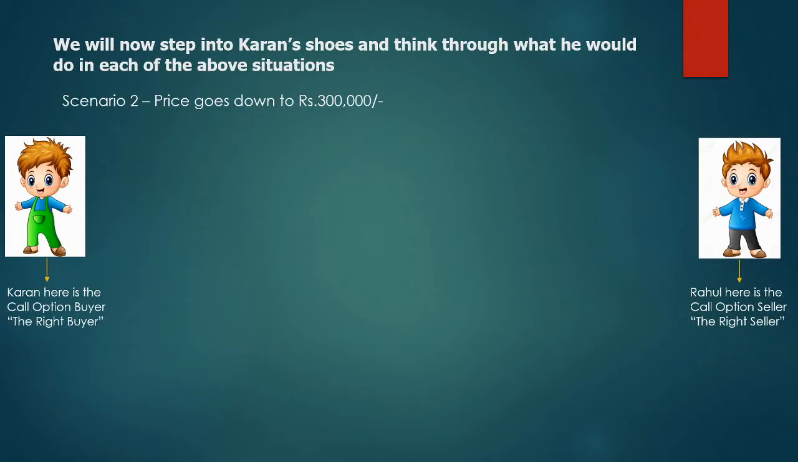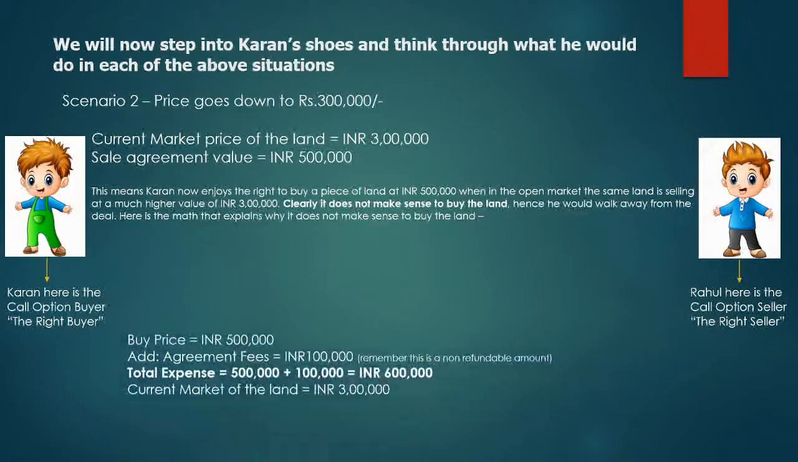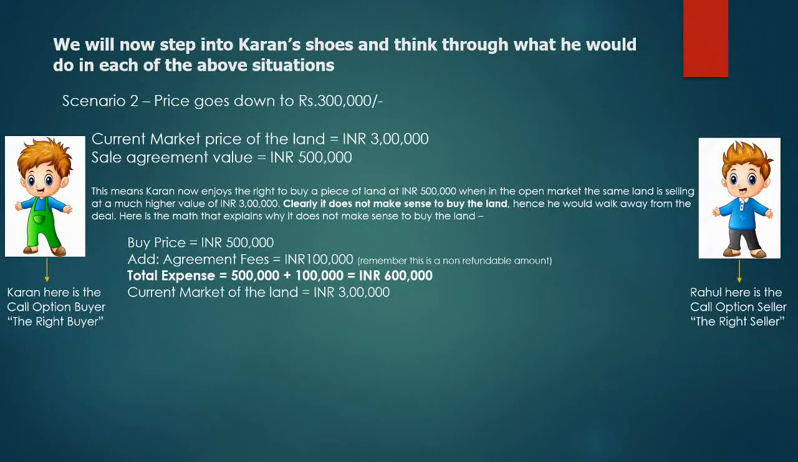Now in the second case, if the price goes down, current market value is 3 lakh, sale value is 5 lakh. This means Karan enjoys the right to purchase the land at 5 lakh, whereas in the open market it is being sold at a low value of 3 lakh. Clearly, it does not make sense to buy the land, and he will walk away from the deal, as we will see in the example calculation.